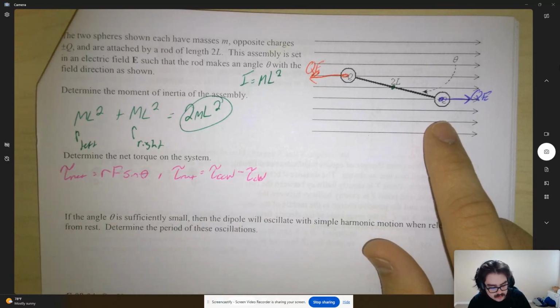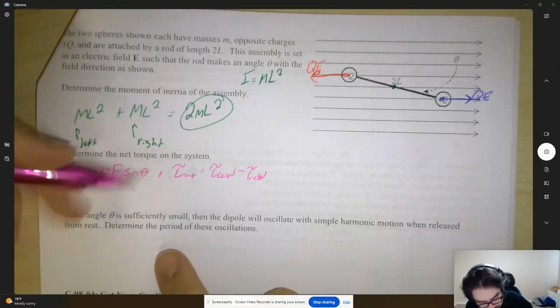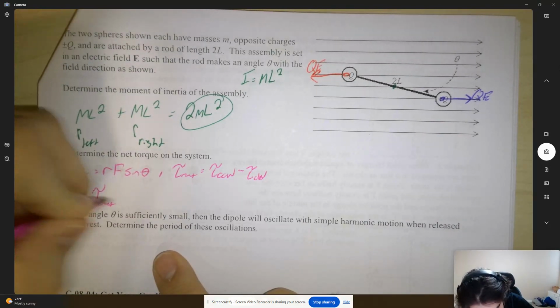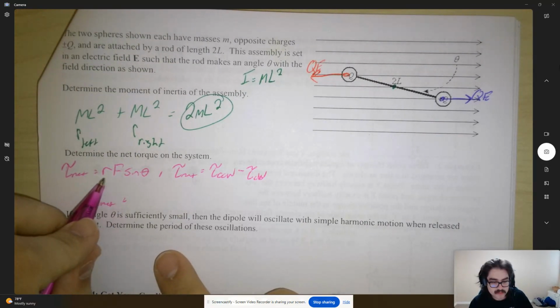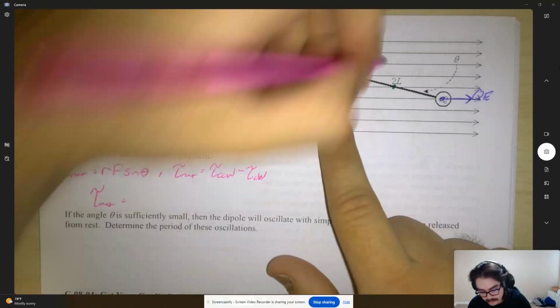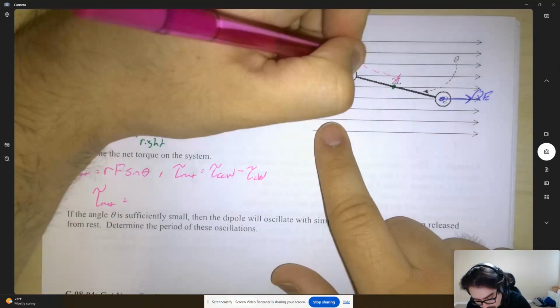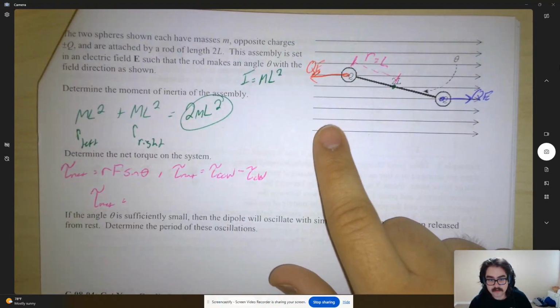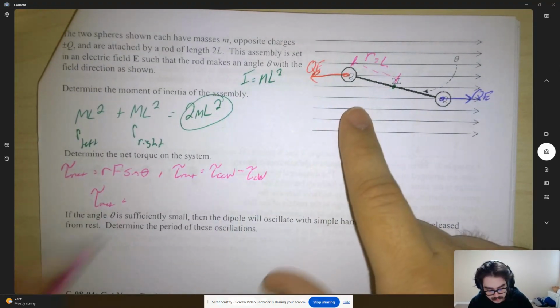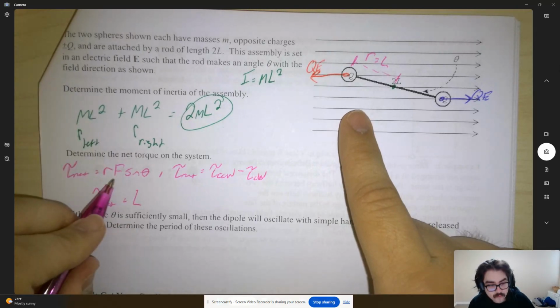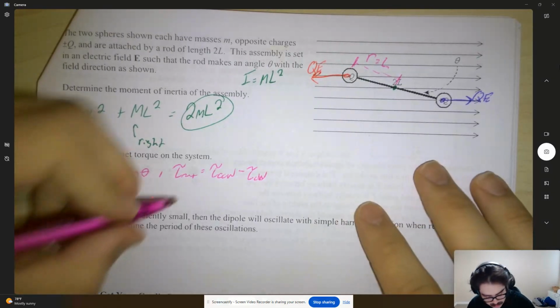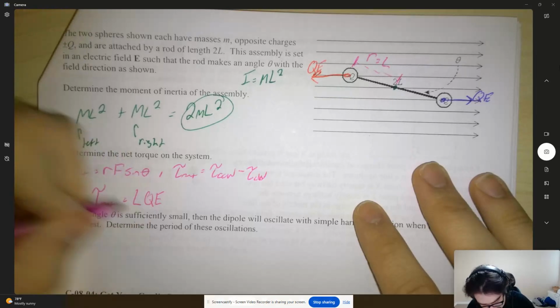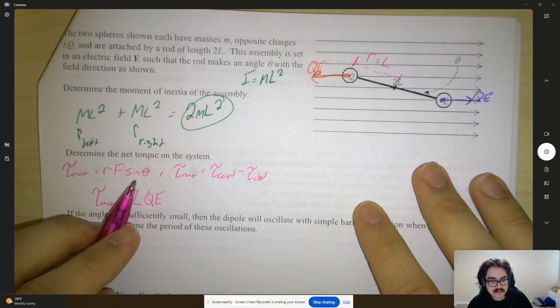Well, that's just going to be the distance r from the center of mass. That's just going to be L. This right here is my r, which is equal to L. So that's going to be L times the force. The force is QE, so L QE sine theta.